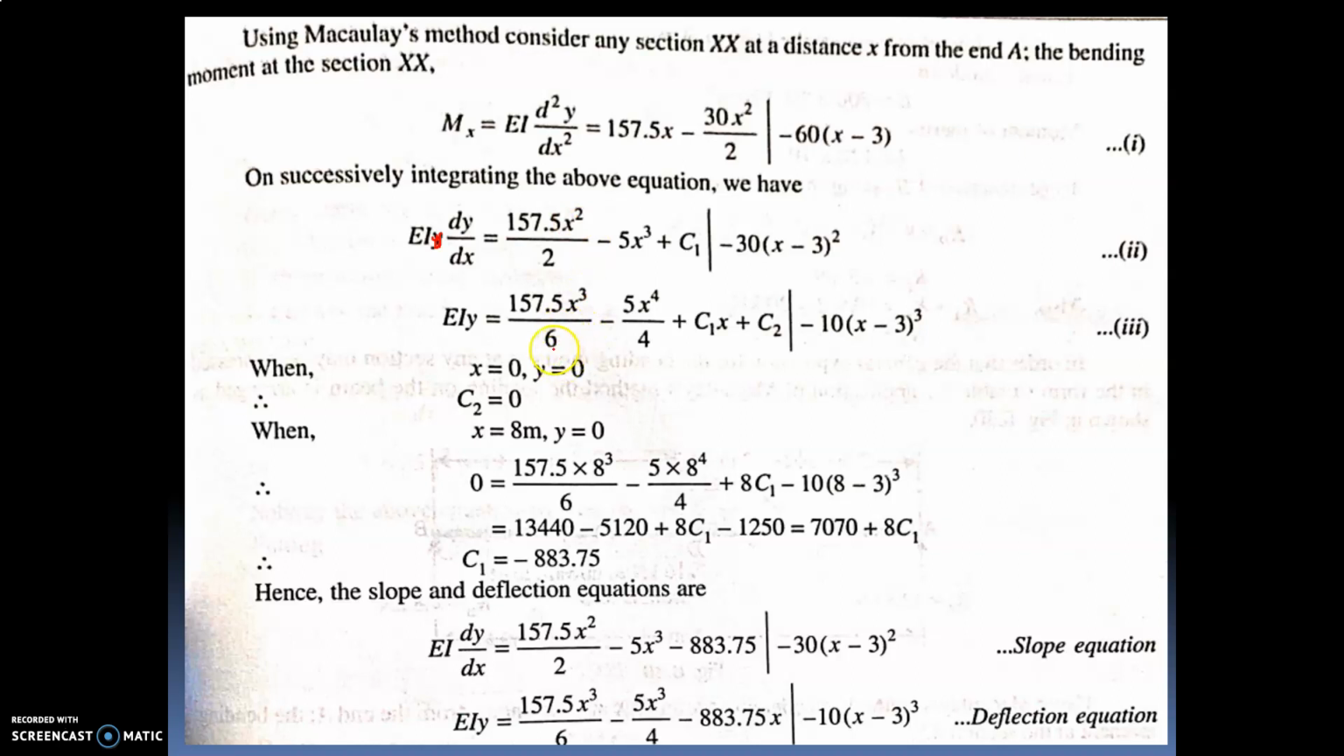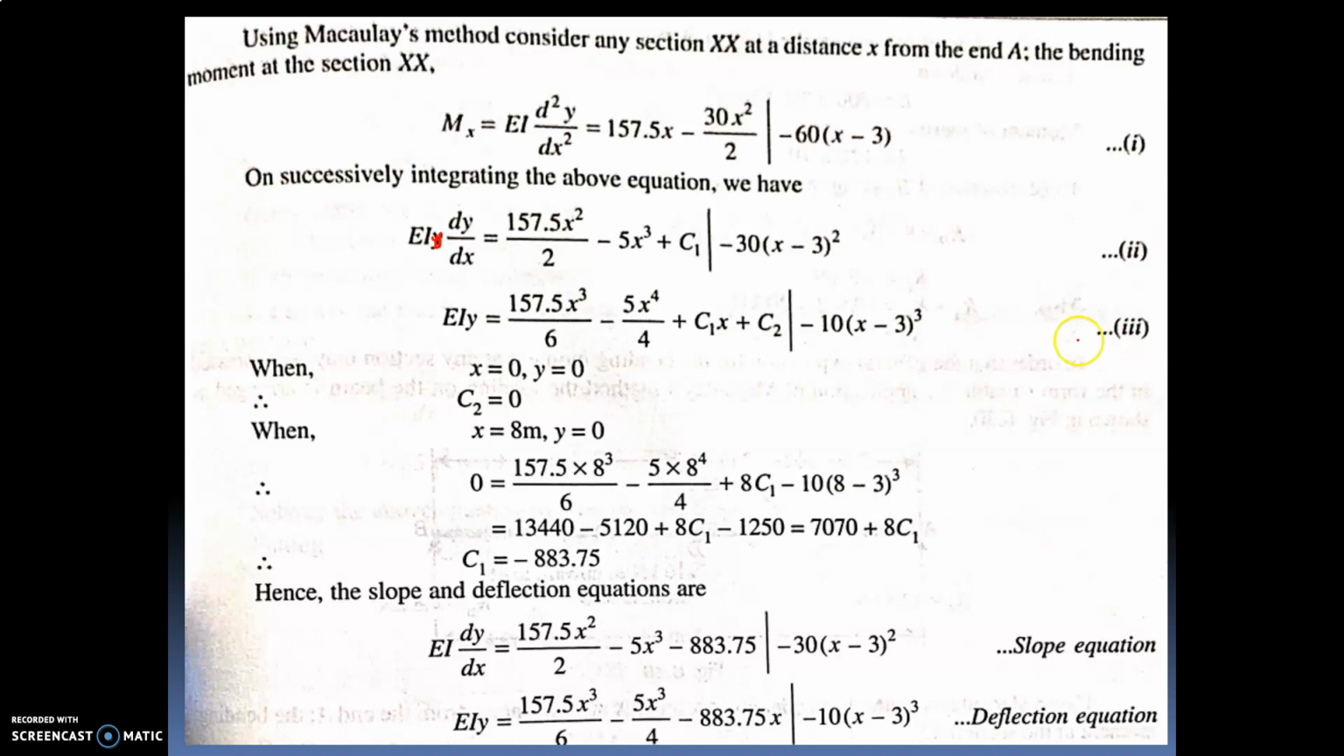So 2 into 3, 6. Okay, then here x⁴ divided by 4. So 5x² raised to 4 divided by 4 plus C1 into x plus C2 minus this (x − 3)³ divided by 3. So 30 divided by 3 is 10. So this is the deflection equation. So equation 2 is the slope equation. Equation 3 is the deflection equation.